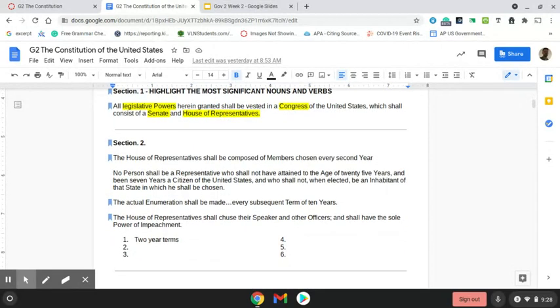And then section 2, it shows you the other thing that might come up. There'll be a numbered list, and so you just need to type in the significant items from that section. And I already did number 1 for you there for section 2. The House of Representatives shall be composed of members chosen every second year. So they have 2-year terms is a significant point that you could type in there.